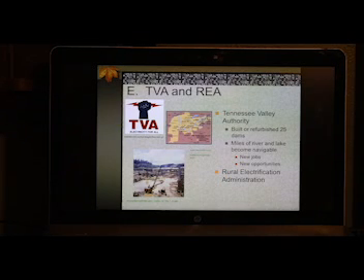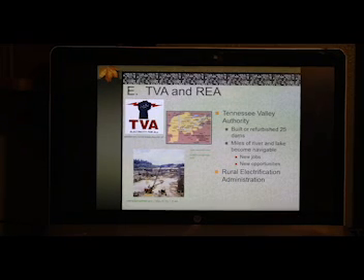The TVA and the REA. What's the TVA? Well, that's the Tennessee Valley Authority. Basically, the Tennessee River ran through some of the most economically devastated areas in the nation. Oh, and by the way, it still does. The area needed flood controls, and if you built dams, you had the possibility of river navigation and hydroelectric power if you could control the river.